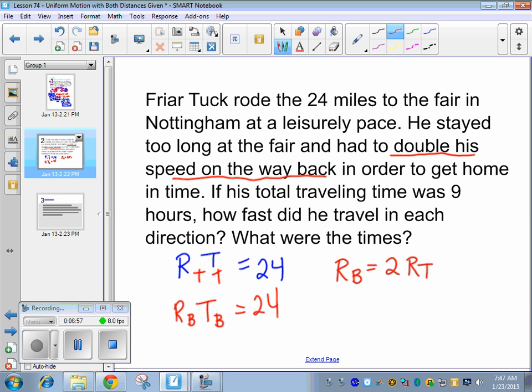All right, his total traveling time was 9 hours. Who can write that formula? Devin? Okay, TT plus TB equals 9. Good. And then we would solve. Which variable for the t's would be the better variable to solve for here? Yeah, the TB, because you have RB by itself here, so get the TB by itself, plug each of them in, and you're good to go. Any questions? Let's try it.